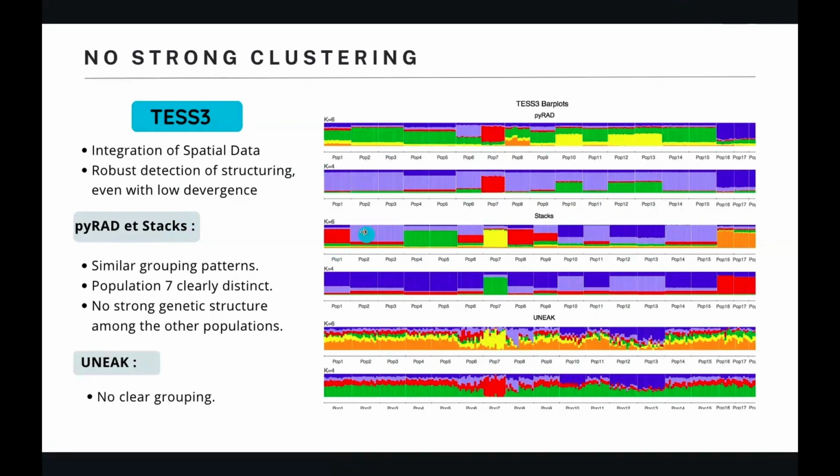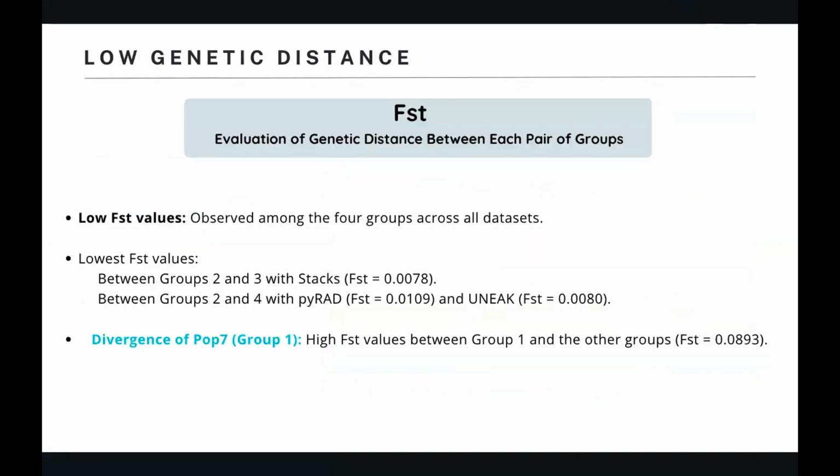So to better understand the genetic divergence among these populations, we calculated the FST values, which allowed us to quantify the distance between the groups. Overall, we observed low FST values across all the datasets, indicating relatively low genetic differentiation between most groups. And the lowest FST values, as expected, were between group 2 and 3 and group 2 and 4 in the Northwest region.